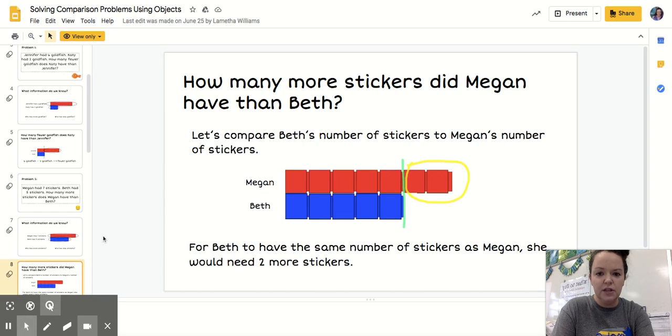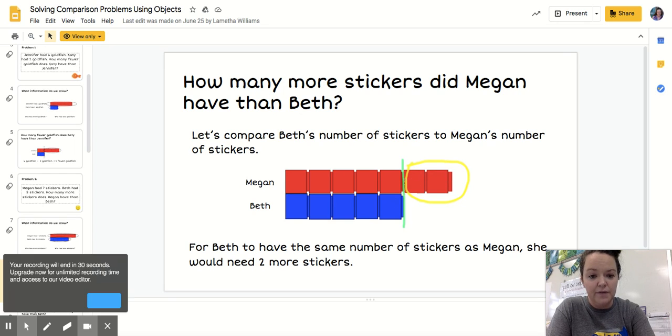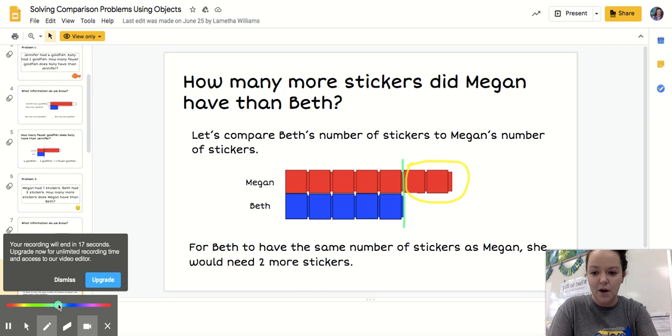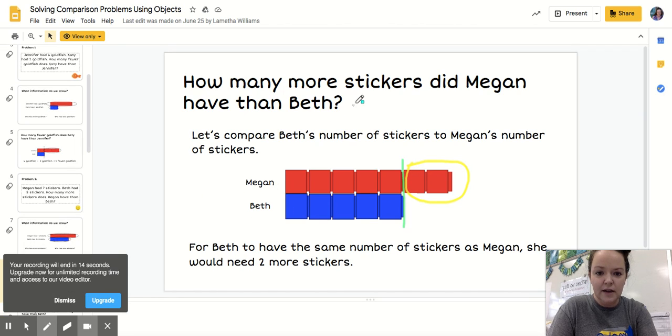Let's look at the question they asked us. It says, how many more stickers did Megan have than Beth? So I can look at Megan's row and see how much it extended past where Beth's ended, right? I can see that there's 1 cube here and 2 cubes here, and those 2 obviously aren't here. So Megan would have 2 more stickers than Beth does. I'm going to write that as a problem. Megan has 7 cubes minus Beth's 5 cubes, which leaves us with 2. That means Megan has 2 more stickers than Beth, or Beth has 2 less than Megan.